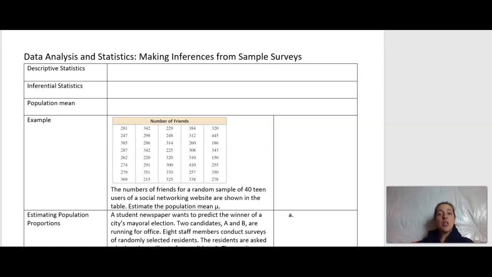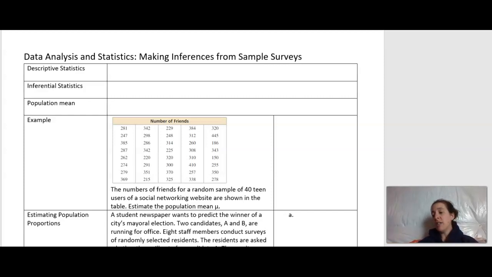Hey guys, in this section we're going to look at our next little bit of information, and this is where we get a little bit more math thrown into our lessons. Again, we're really going to be looking at some math and some numbers in this one, so just be ready for that. So we're going to be looking at making inferences from sample surveys.